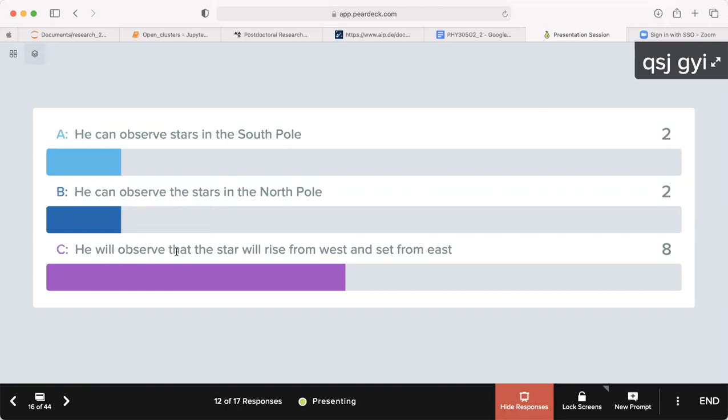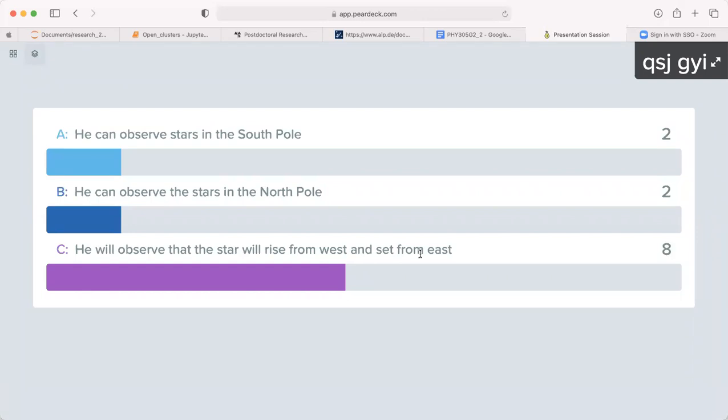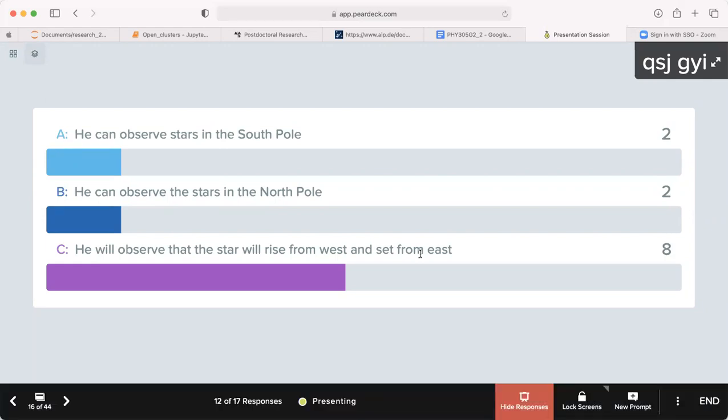Now let's see the third one. He will observe that the star will rise from west and set from east. And I cannot understand why. Maybe you misunderstood this wording right here. So what I have mentioned is the star will rise from west and set from east, right? So think about our sun. No star can rise from west and set from the east, right? So it has to rise from the east side and set from the west side, right? So that has to happen if the star is not inside the circumpolar zone.